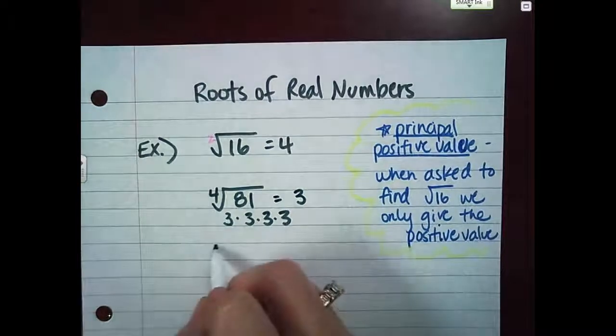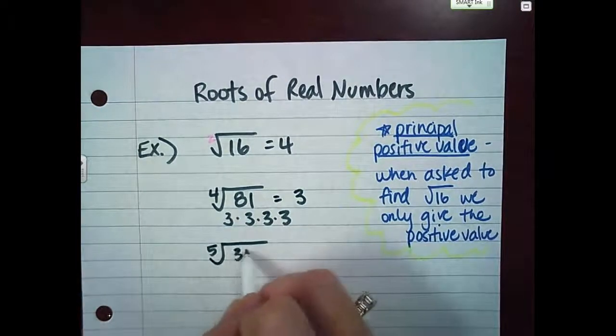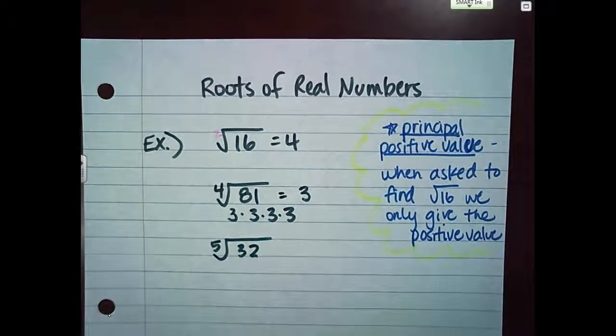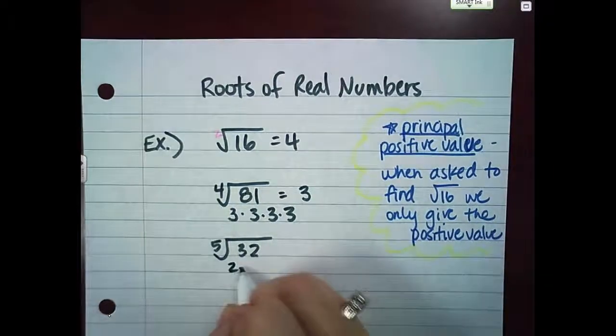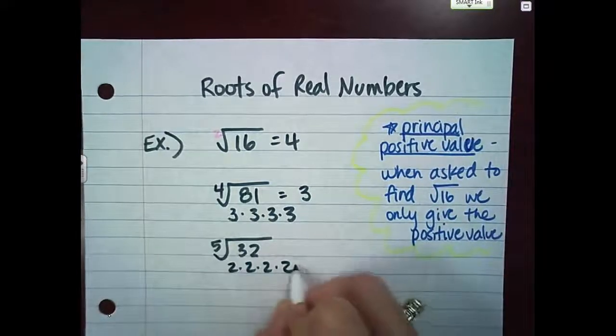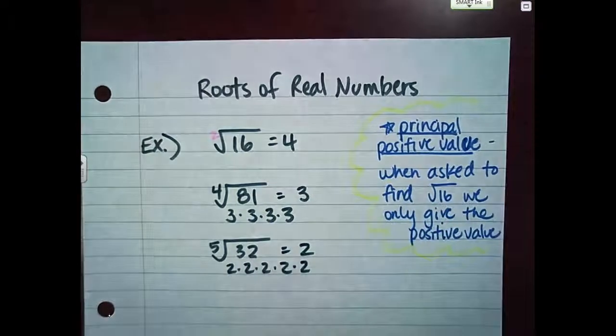Okay, how about the 5th root of 32? What number am I going to write out? If you don't have it memorized, look at your powers, your roots. What is the 5th root? 2. So 2 times 2 times 2 times 2 times 2 is 32. So the answer is 2.